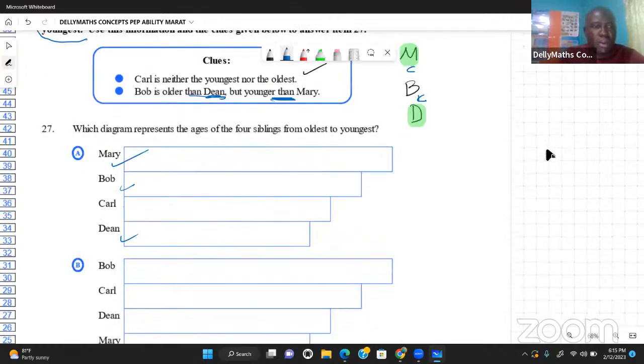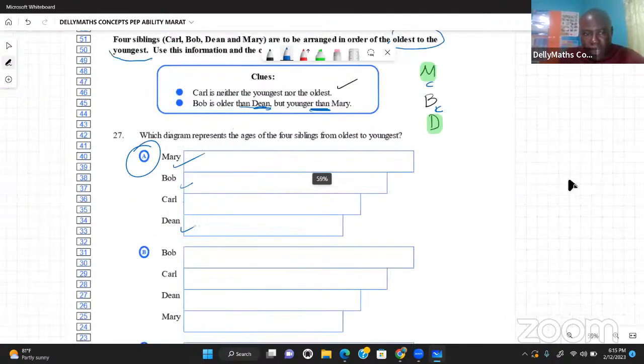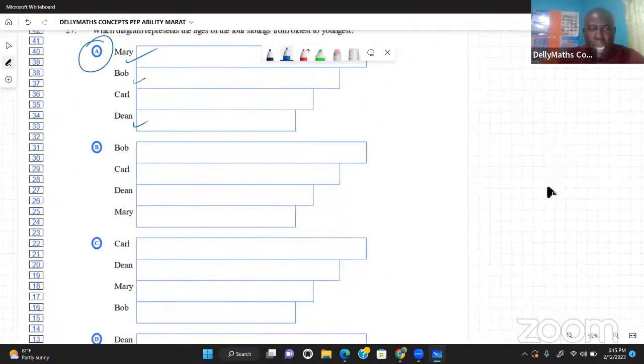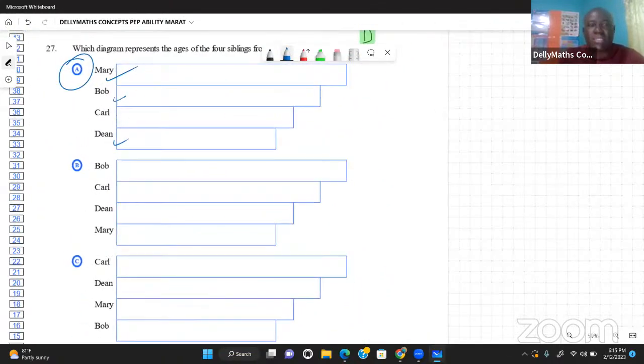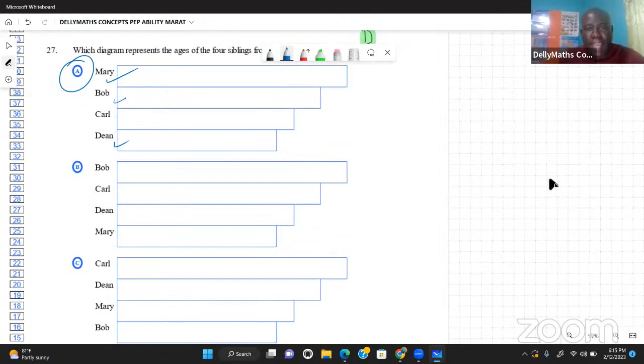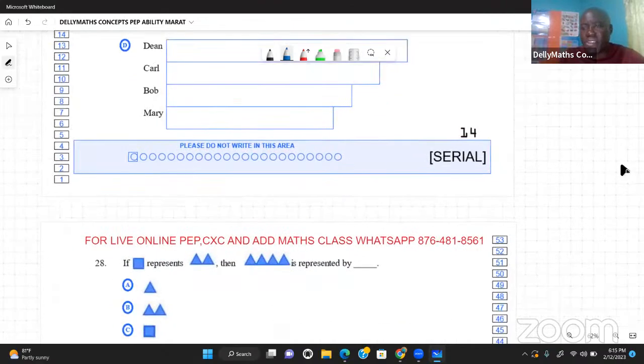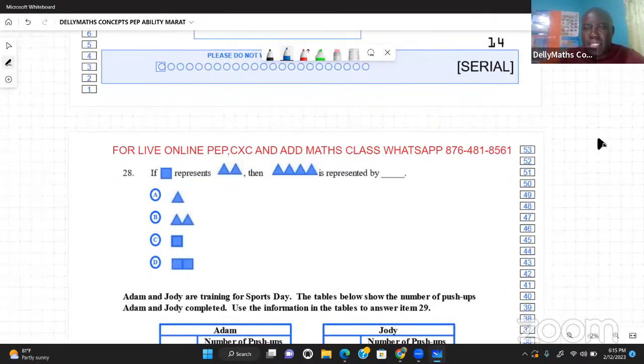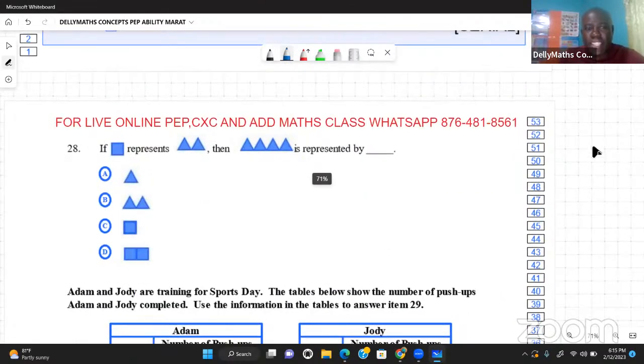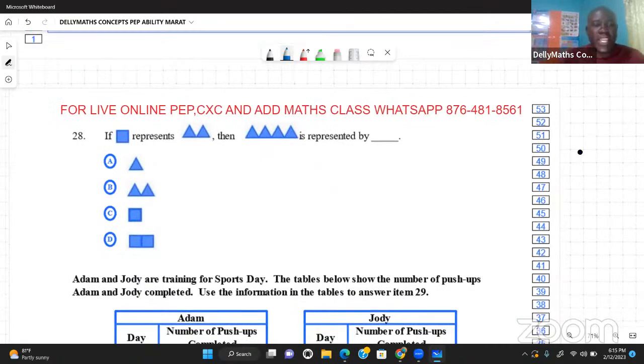So we're seeing this. Now, A is good. A is a very good one to pick because Bob cannot be at the top, Carl cannot be at the top, Dean can't be at the top. So definitely you're seeing that the first one for 27 is the correct answer. And normally when you find that first answer, you don't need to waste time and look if the others are correct. Right, let us check out number 28.